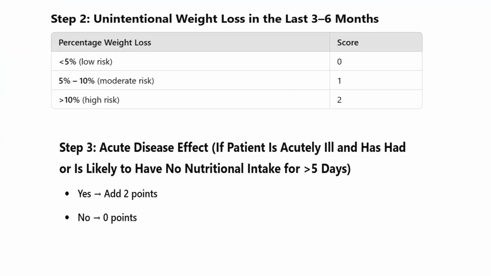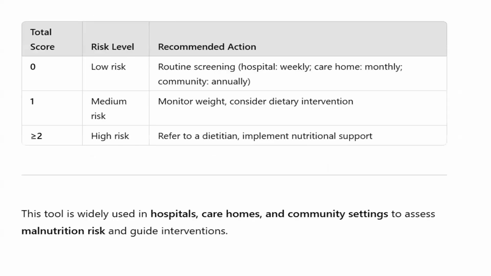Step 3 is the acute disease effect. Is the patient acutely ill and has had or is likely to have no nutritional intake for more than 5 days? If yes, add 2 points. If no, add 0 points. Again, a score of 2 or more is defined as high risk. And in this case, we should implement nutritional support and refer to the dietitian, encourage protein intake, and promote exercises, especially resistance training.